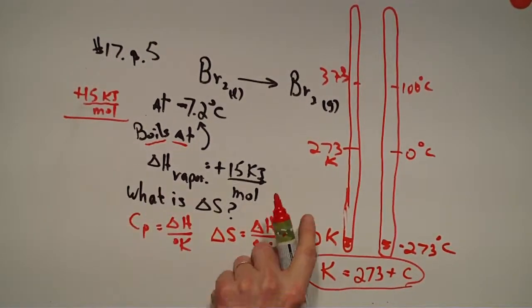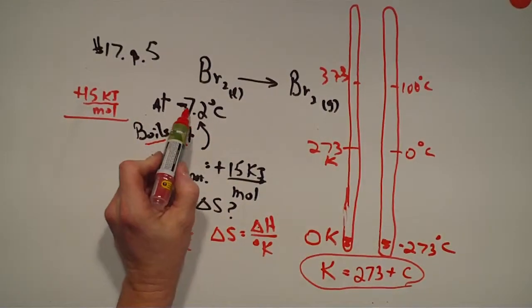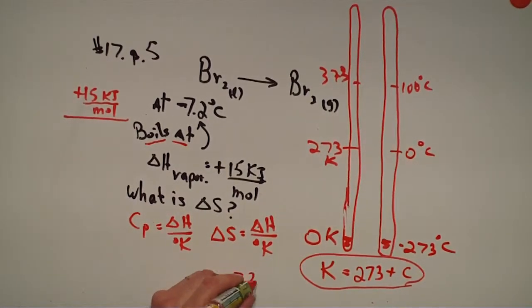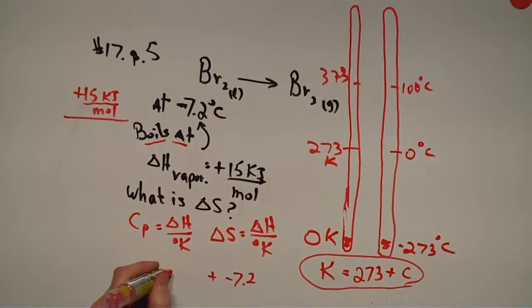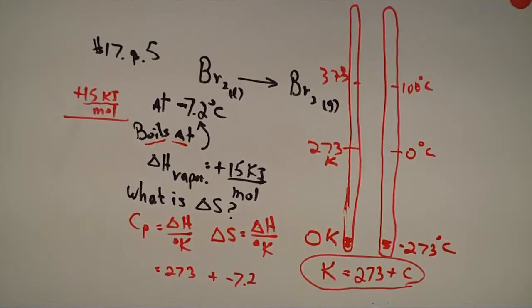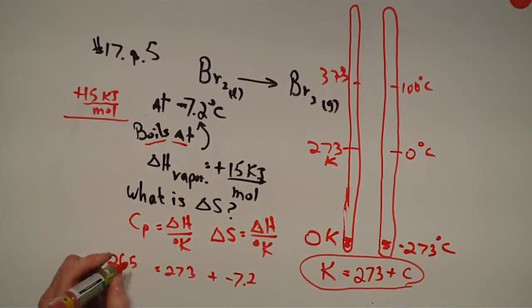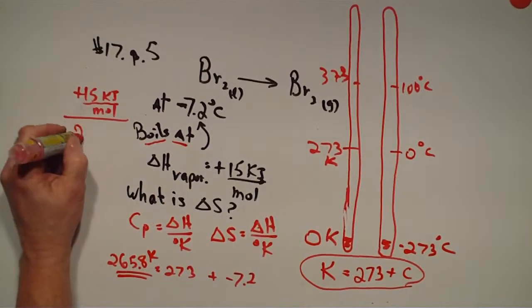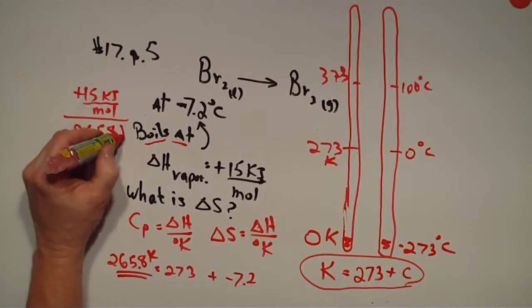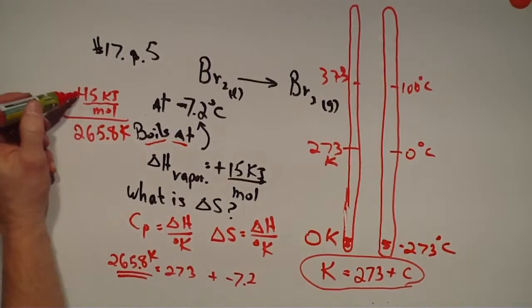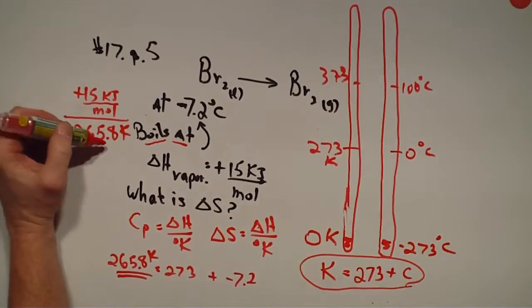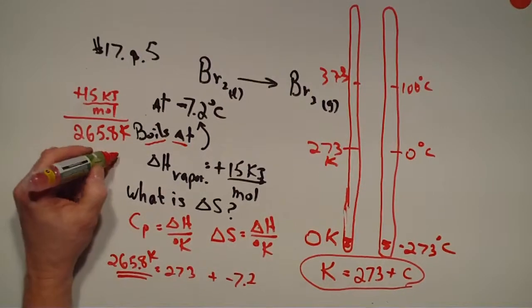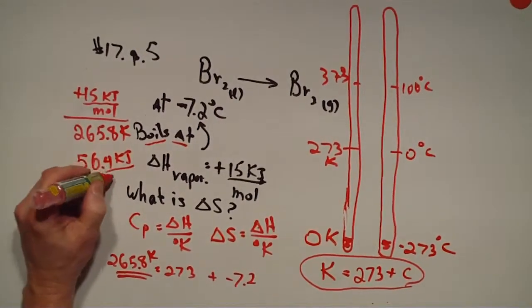And I divide that by our temperature in Kelvin. Well, it's negative 7.2 degrees C. So Kelvin, that should be, if I plug in negative 7.2 here, plus 273, gives me a Kelvin temperature of 265.8 Kelvin. That is what I'm going to plug in here. And so to solve the answer, I'm going to take 15 divided by 265.8, and I get 56.4 kilojoules per degree Kelvin.